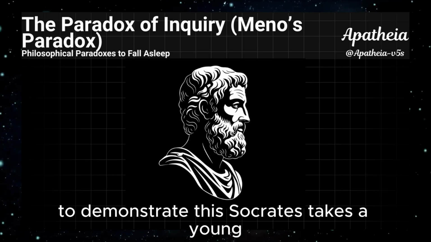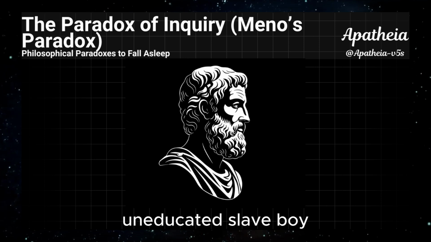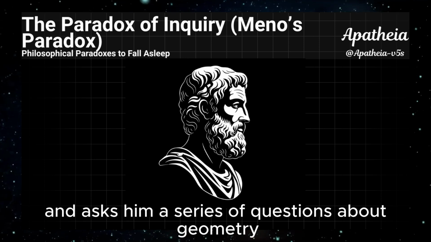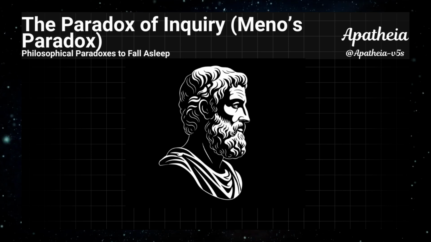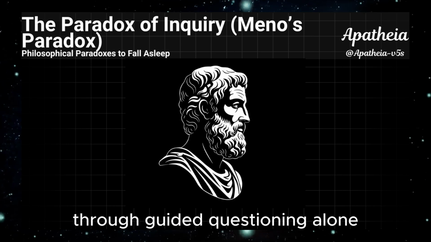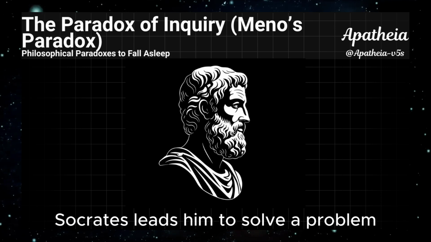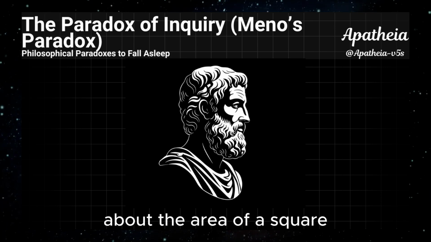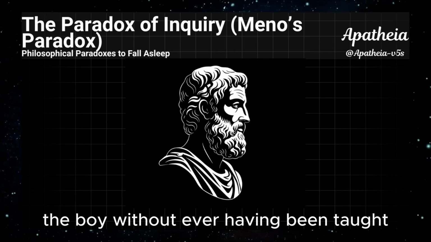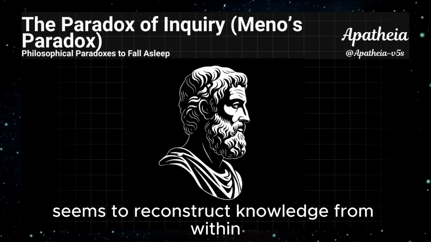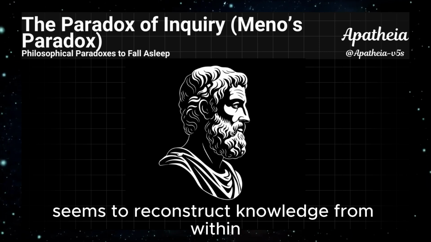To demonstrate this, Socrates takes a young, uneducated slave boy and asks him a series of questions about geometry. Through guided questioning alone, without giving the boy any answers, Socrates leads him to solve a problem about the area of a square. The boy, without ever having been taught, seems to reconstruct knowledge from within.